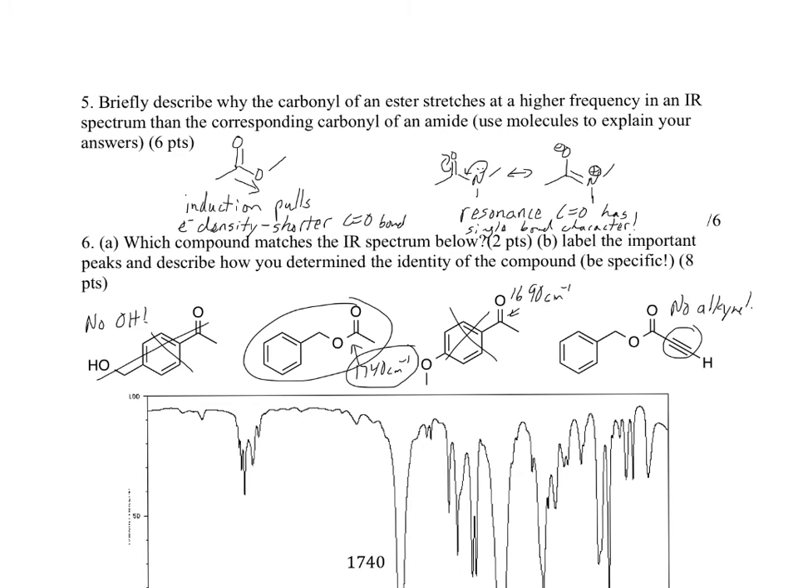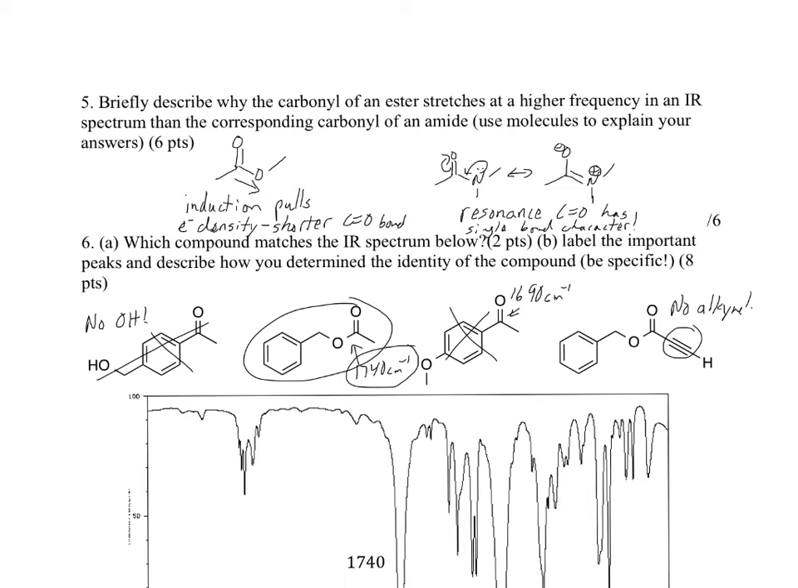So here, we're giving you a piece of information that says, briefly describe why the carbonyl of an ester stretches at a higher frequency in an IR spectrum than the corresponding carbonyl of an amide. Use molecules to explain your answer. First, you needed to know what an ester and an amide was, which you should know by now. Now, the difference between an ester and an amide is essentially an ester has an oxygen here with a carbon, whereas an amide has a nitrogen.